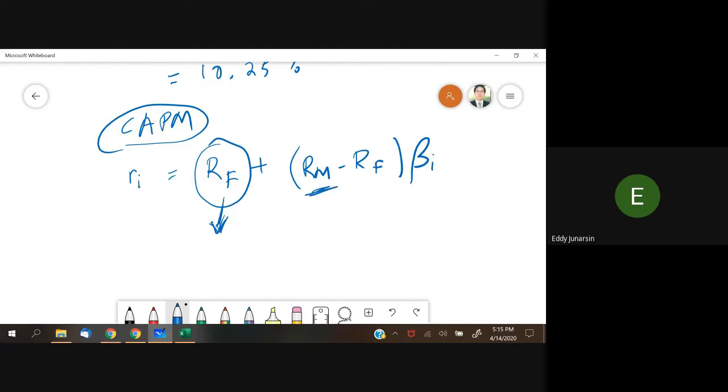And then we have the market return here: the return on a stock index, maybe the S&P 500 or Straits Times or Jakarta Composite Index and so forth. So return on a stock index minus risk-free. And beta is the systematic risk, or the sensitivity of an asset's return to the market return. If you want to know more about beta, you can see my lecture on portfolio theory, especially part 2.